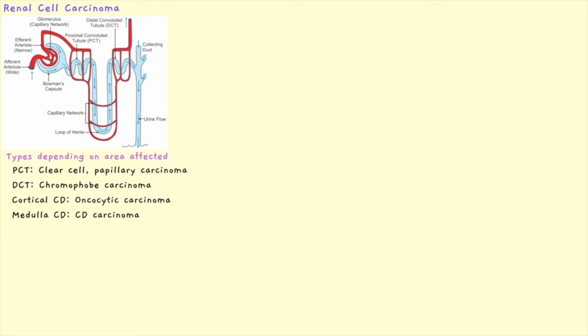Cancers of the proximal convoluted tubule, such as clear cell or papillary carcinoma, are the most common. If the DCT is affected, it is likely a chromophobe carcinoma. An oncocytic carcinoma arises in the cortical collecting duct. In contrast, the medullary collecting duct gives a collecting duct carcinoma.